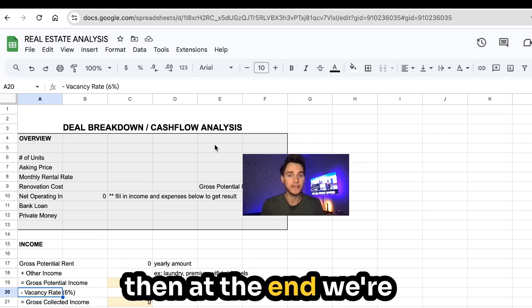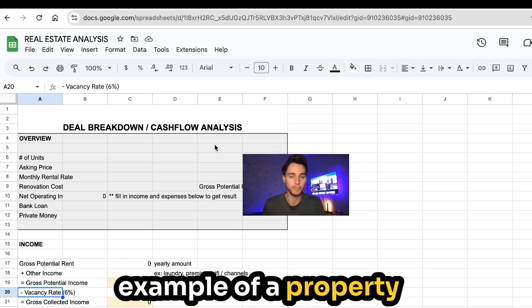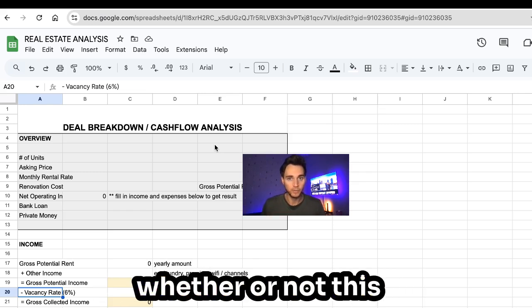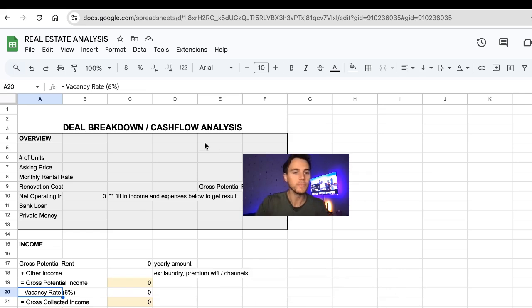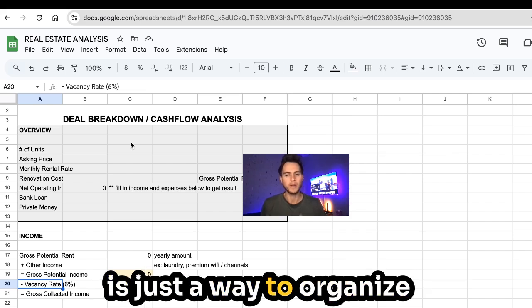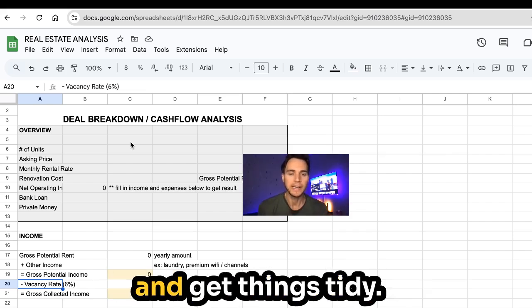So let's break down all the ways in which we can assess this. And then at the end, we're going to use a real life example of a property on the market, and we're going to practice putting it in there and seeing whether or not this thing would cash flow. So at the top here, we have our just overview, and this is just a way to organize all your information and get things tidy.